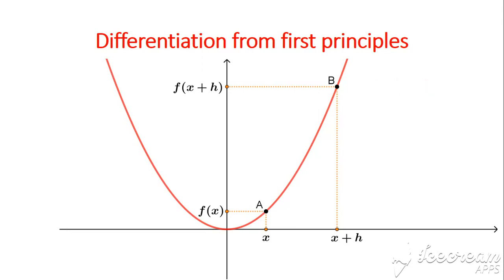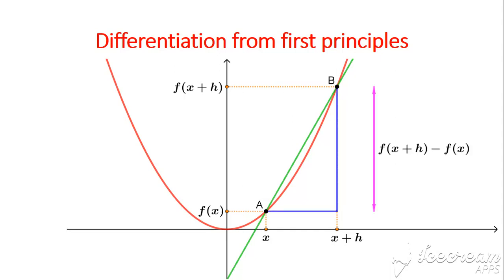I'm just going to label them A and B, actually, to make things a little bit easier for ourselves. If I was to draw a line between A and B, we could work out the gradient between those 2 points. Gradient is rise over run. The rise would be how much we go up in the vertical, which is going to be f bracket x plus h minus f of x. The difference between the y points. And the run is how far we run along in the horizontal direction. And in this example, it's going to be the difference between x plus h and x, which is that distance of h.